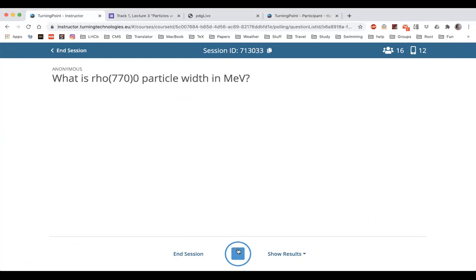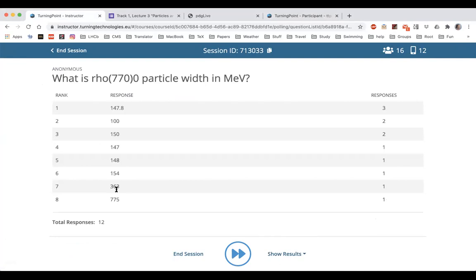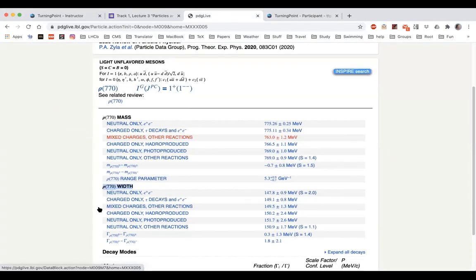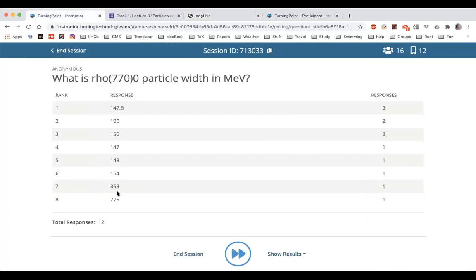Okay, so I stop this and I hope that in the next question, which is similar, it will be faster because we cannot spend really 20 minutes on such a thing. So now I show results and we can see that most of the people got the answer correct. They picked some number out of the range which is available here, rho 770 width, which is of the order of 150 MeV. And then a few more people got confused.